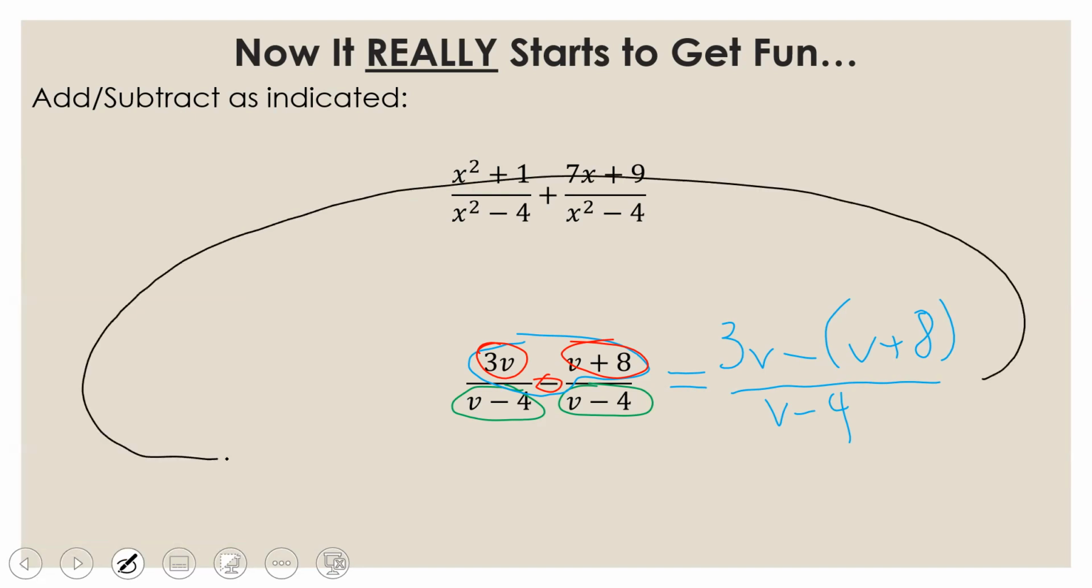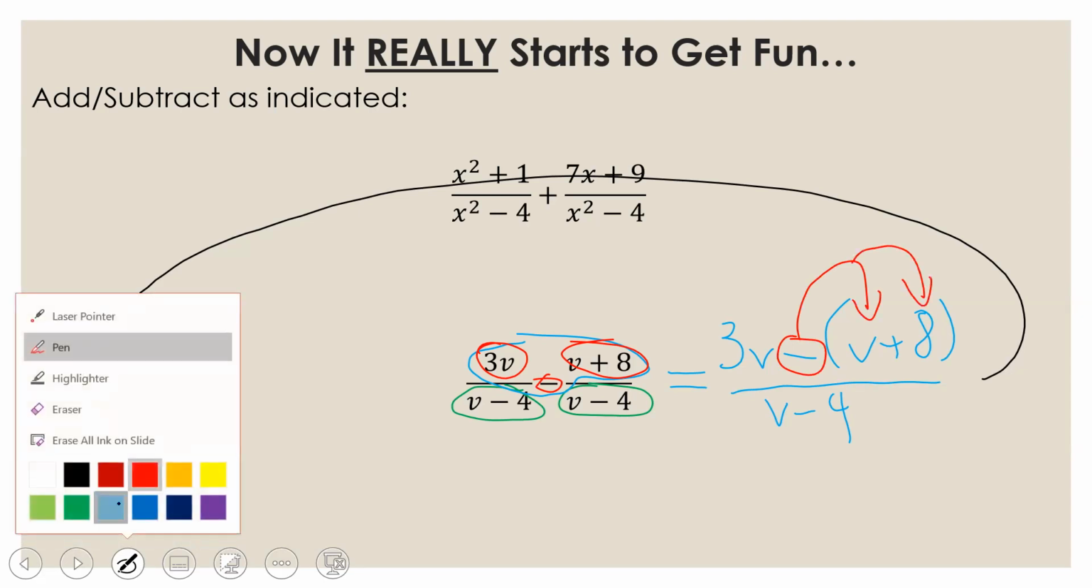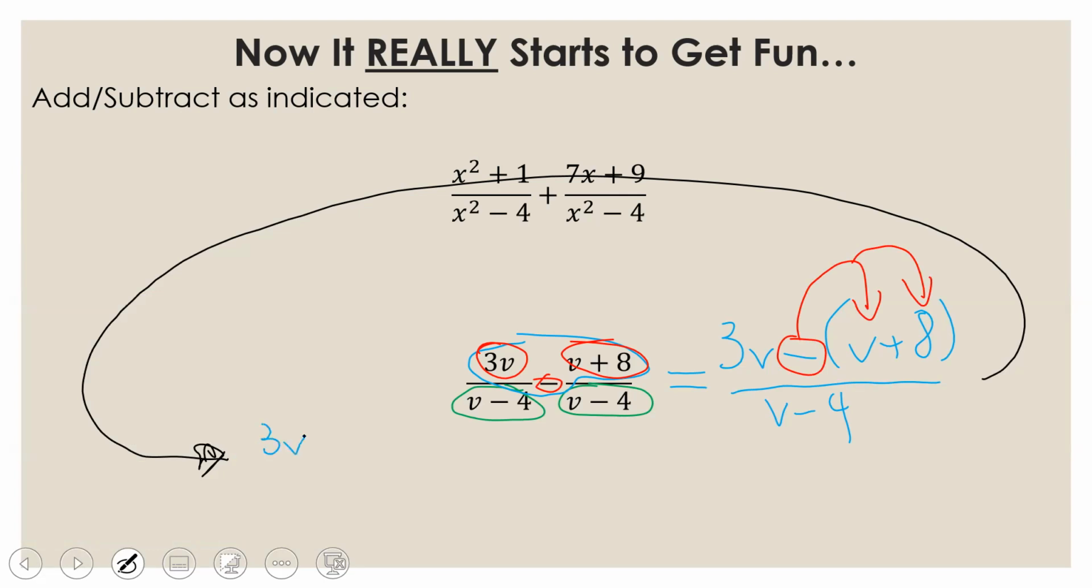And then when we go to do the next step to simplify, notice that we have this minus sign outside of a set of parentheses, so we can distribute that. So this numerator will now become 3v minus v, when we distribute the minus sign to the v, minus 8, all divided by v minus 4. In the numerator, we can again combine like terms, so there's a 3v and a minus v. That would give us 2v minus 8 all over v minus 4.